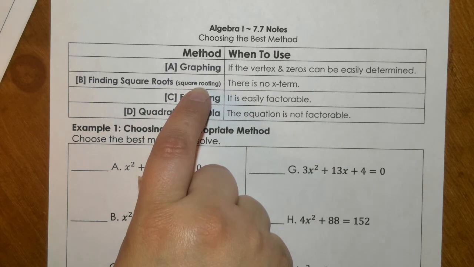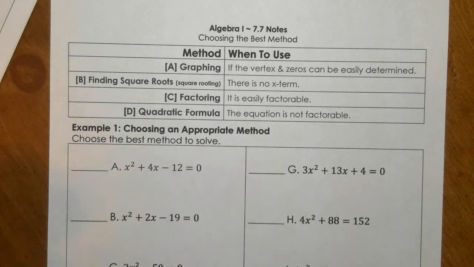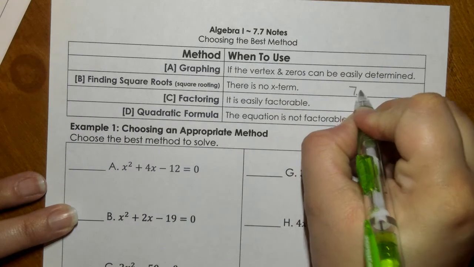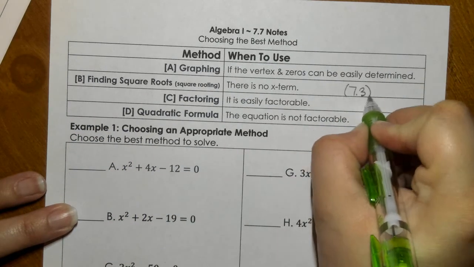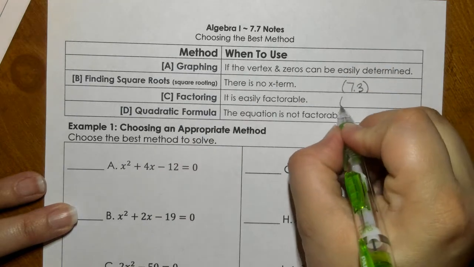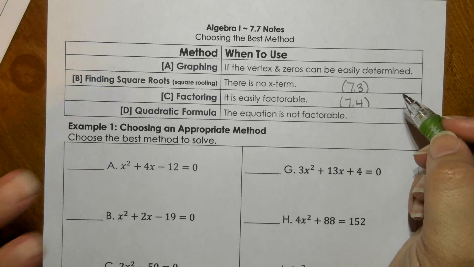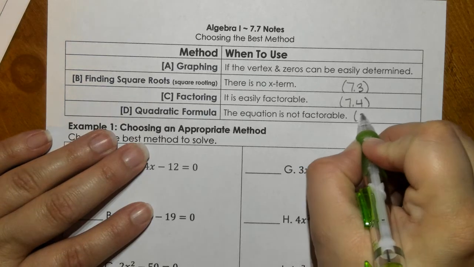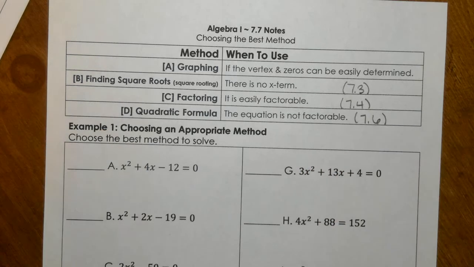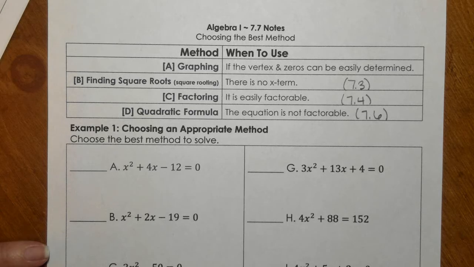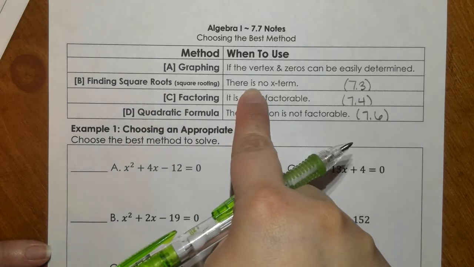Okay, that was back in 7.3, I believe. So that's 7.3. Factoring, that was 7.4. Then we did our quiz over those things. And then the last lesson that we did was quadratic formula. That was 7.6. Okay, so finding square roots is when there's no x term.